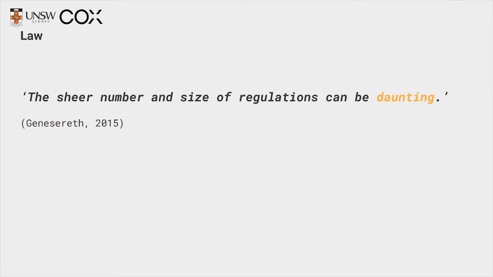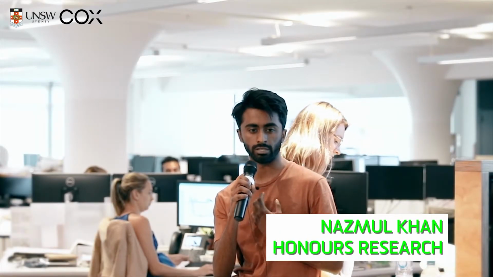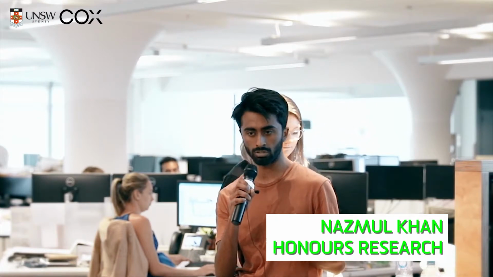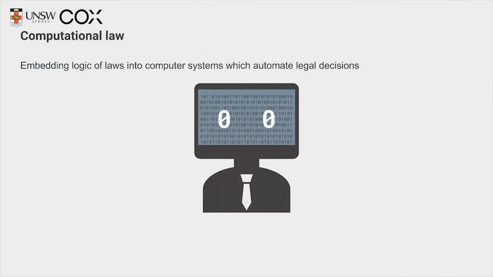So a similar problem is faced in the field of law in general, where the sheer number and size of regulations becomes daunting. This is mainly due to the fact that laws are written in language, in legal prose, which tend to make them pages and pages long. So computational law is the idea of embedding logic of laws into computer systems which automate legal decisions. It's a field that already exists as a response to the problem.